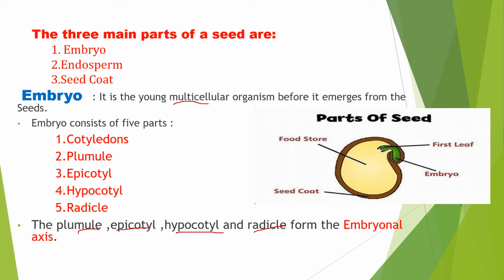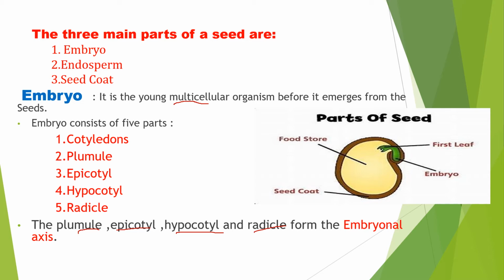Seeds of different plants may vary in size and shape, but their basic structure is the same. The three main parts of seeds are embryo, endosperm and seed coat. Now let us study about the embryo. Embryo is the young multicellular organism before it emerges from the seed. Embryo consists of 5 main parts.